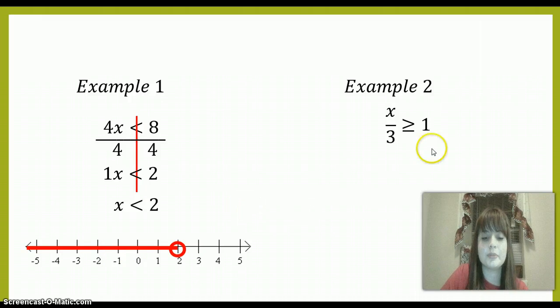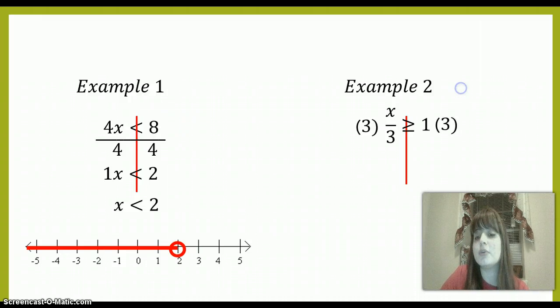Let's do another example. I have x divided by 3 is greater than or equal to 1. Right now, I am dividing by 3. I want to do the opposite of dividing by 3, which is to multiply by 3. But before I do that, I draw my line to separate the two sides of my inequality. And now, since I'm going to multiply one side by 3, I also multiply my other side by 3.